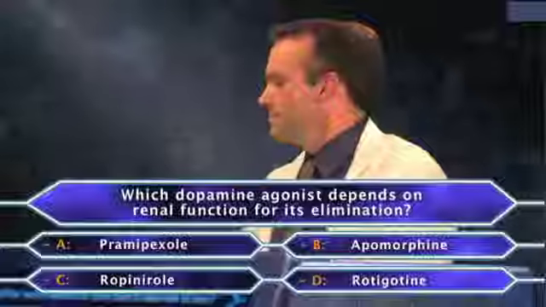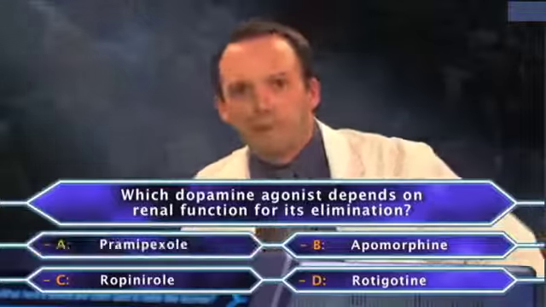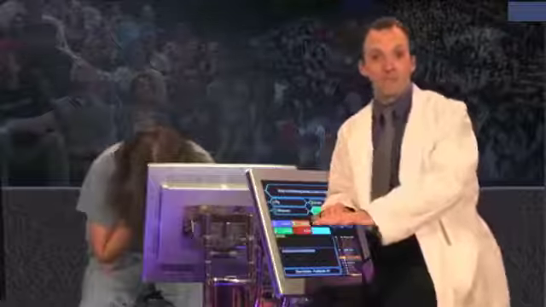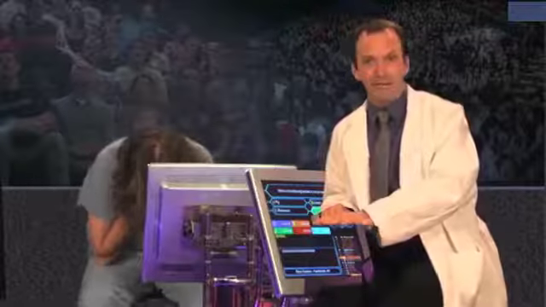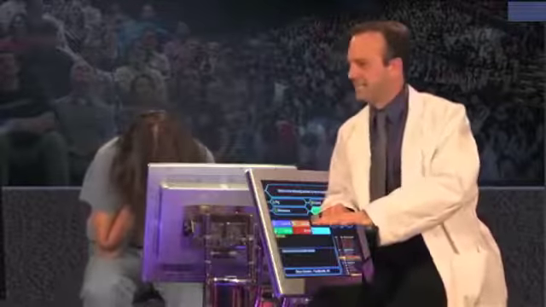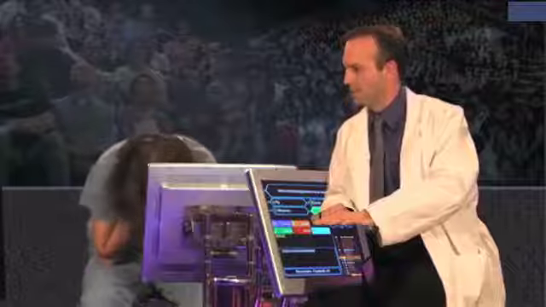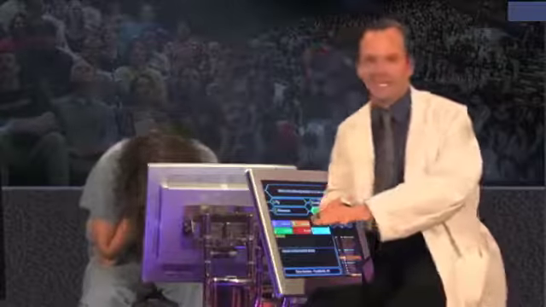Apomorphine? No, I'm sorry. The answer was pramipexole. Pramipexole is renally cleared, but apomorphine, ropinirole, and rotigotine are hepatically cleared. Well, I hate to see you go. No, wait. I don't hate to see you go. That's all the time we have for today, so keep up your studies or you'll end up a sad, pathetic loser. Join us next time for Who Wants to Be a Gunner?